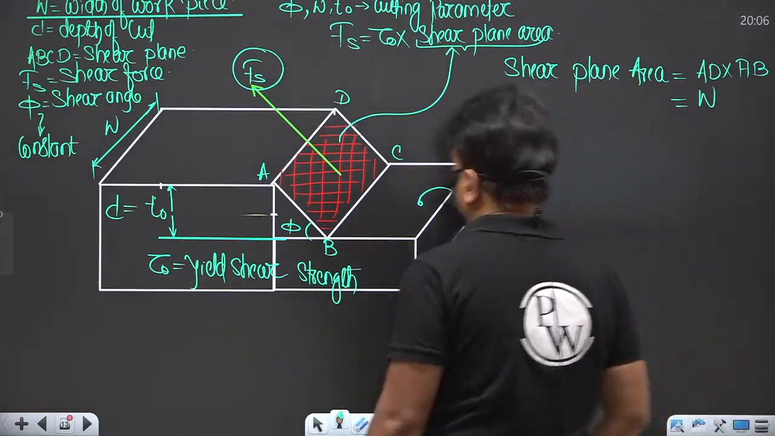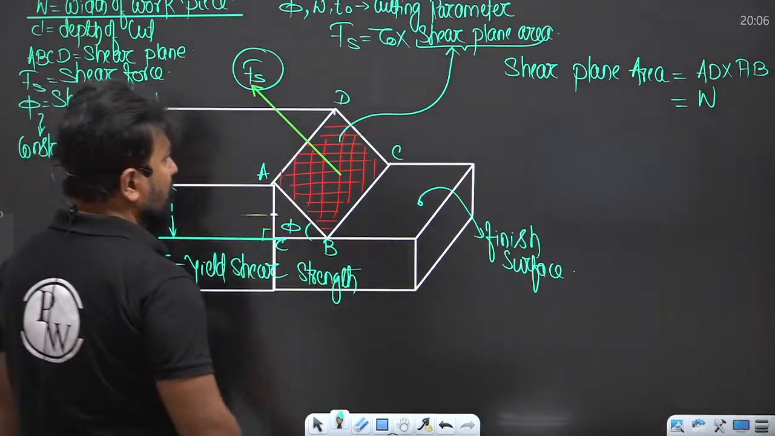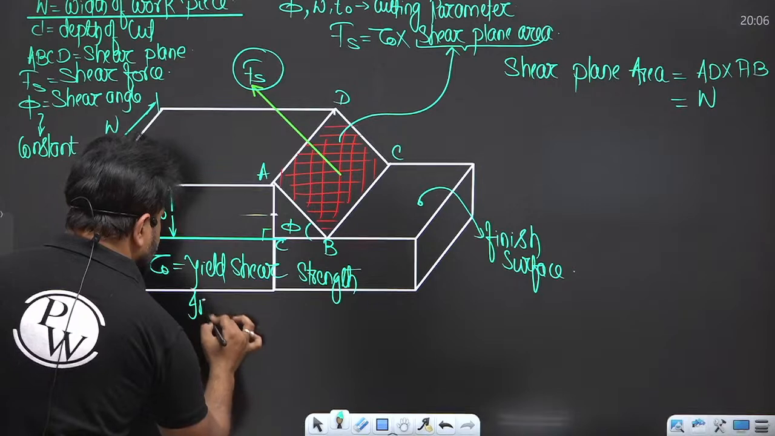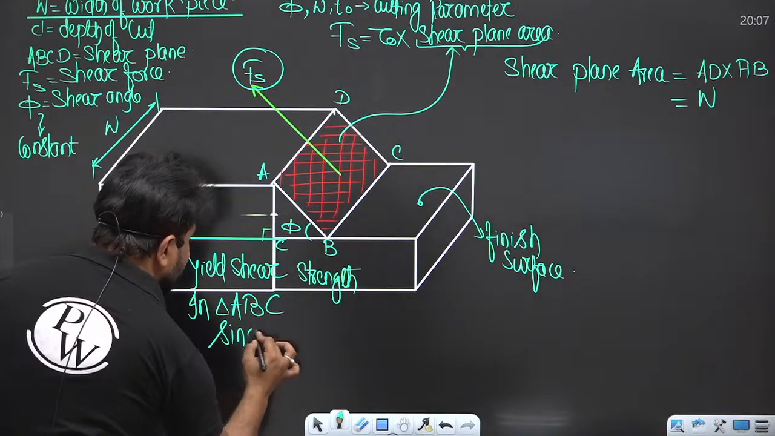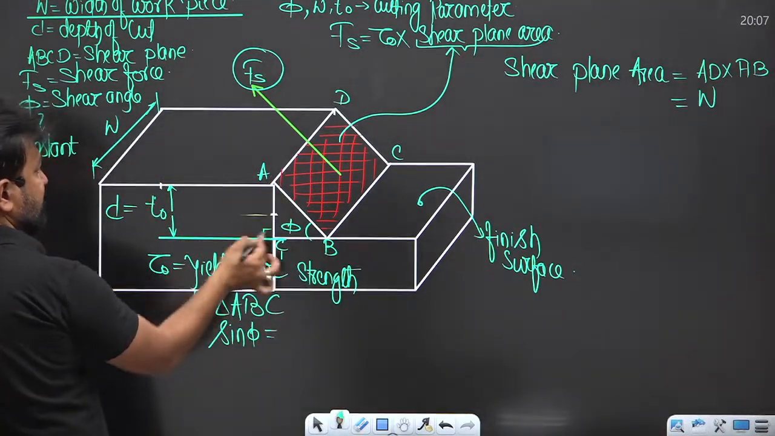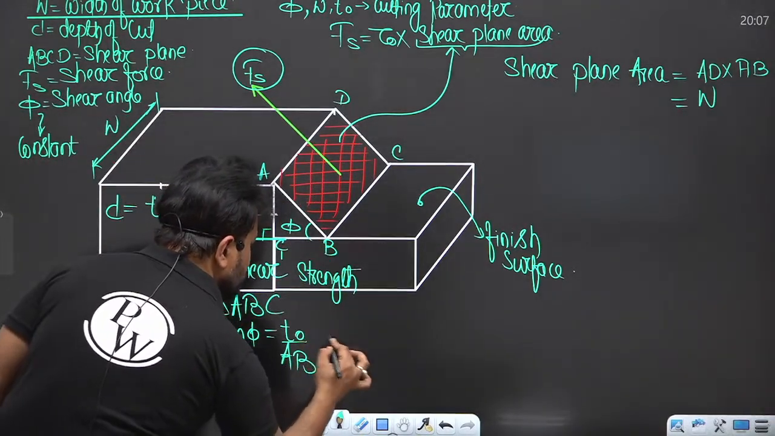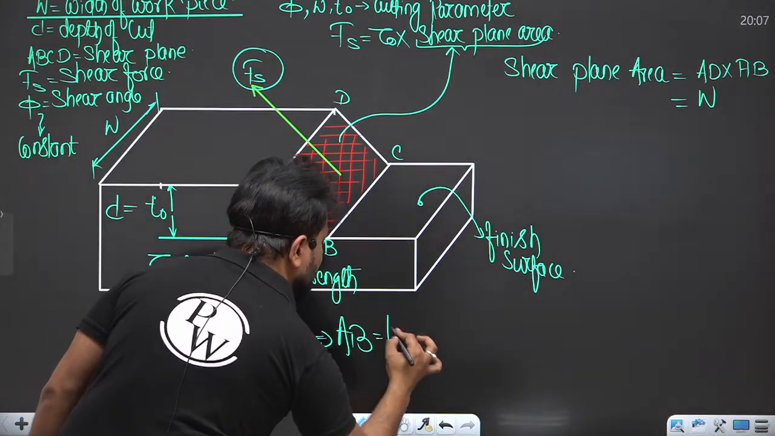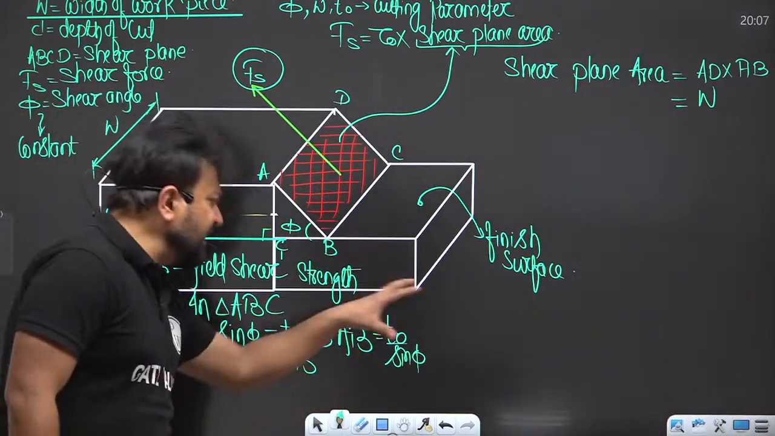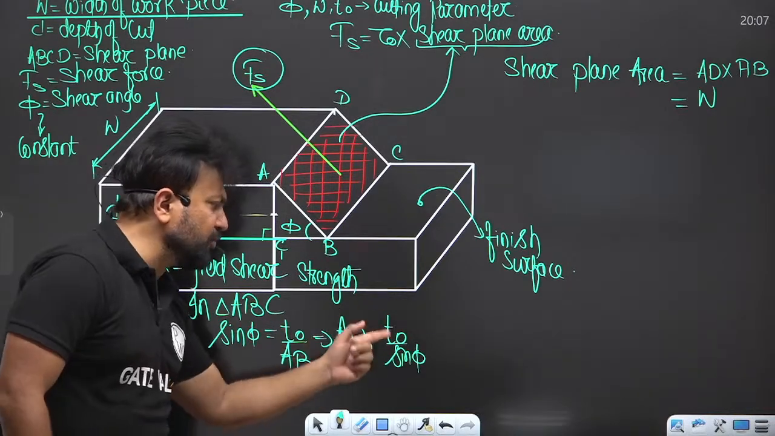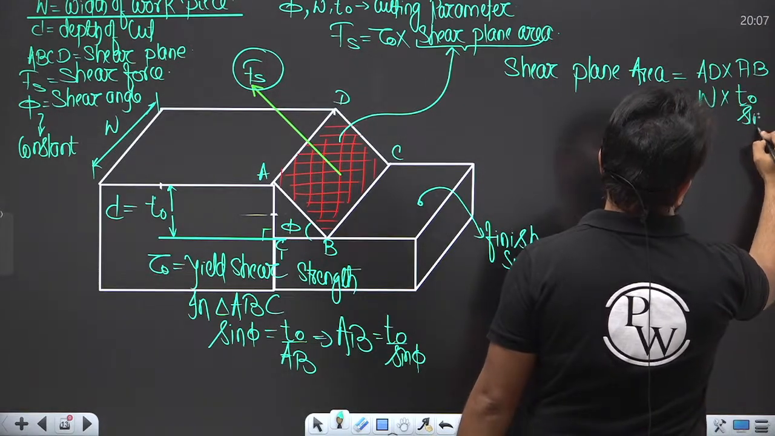Here this is a perpendicular. Please see in the triangle ABC, sine phi equals the perpendicular, that is T naught, divided by AB. So AB equals T naught by sine phi. Yes or no?